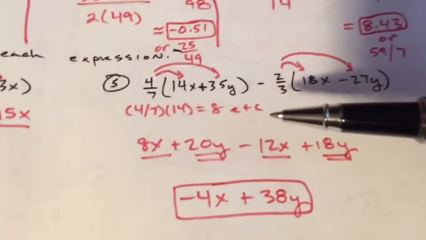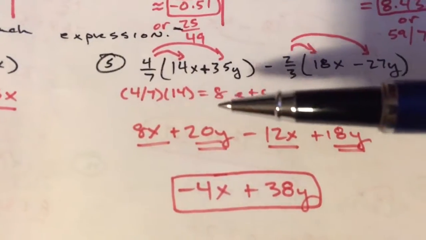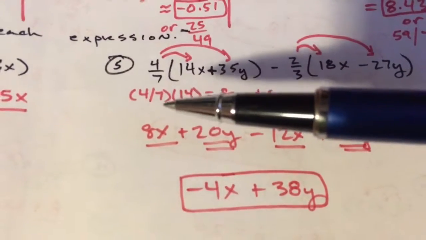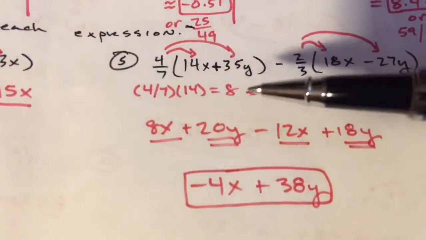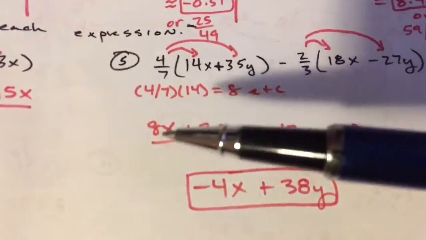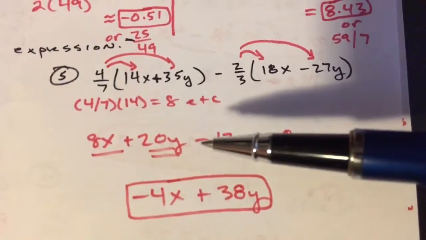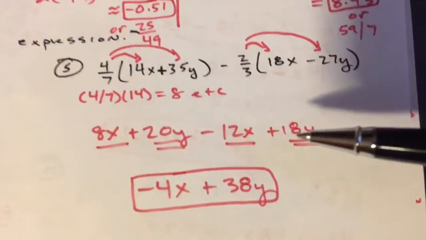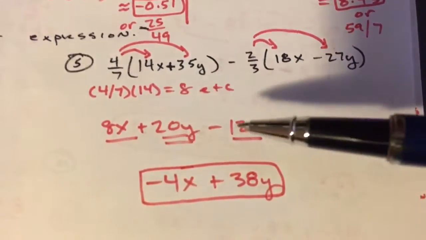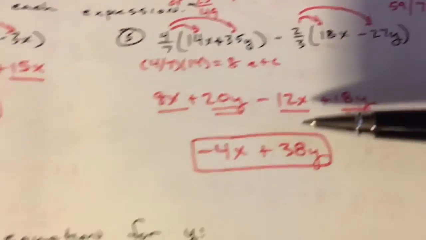-65y. All right, guys, when you have a fraction like this, they will multiply out nicely. You can do 4 divided by 7 in your calculator times 14 gives you 8, etc. For all of these, you can handle it like that. You get 8x plus 20y. 2/3 of 18 is 12. Don't forget the minus. A negative times a negative is a positive. Combine like terms, you're 4 in debt with the x's. 18 and 20 gives you 38y.